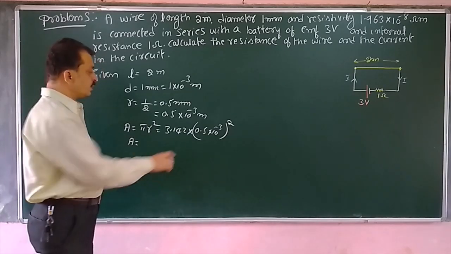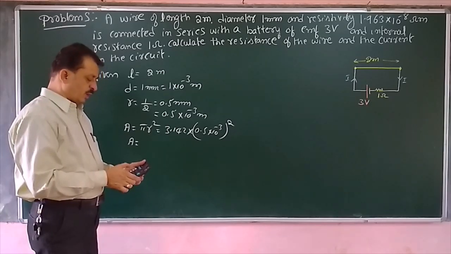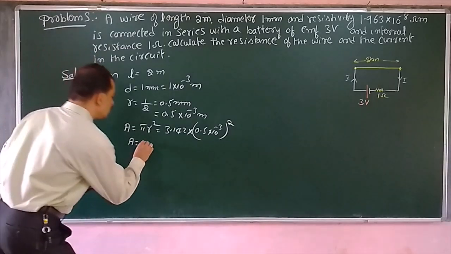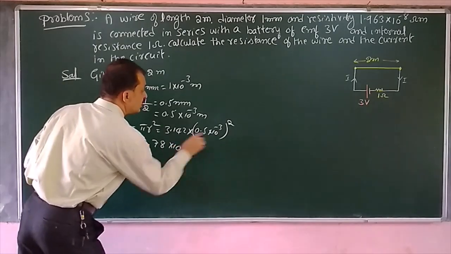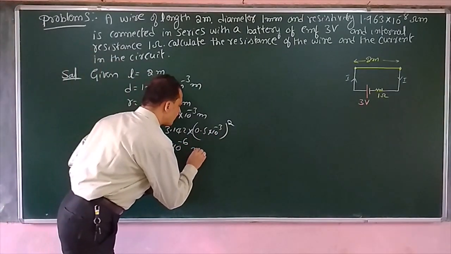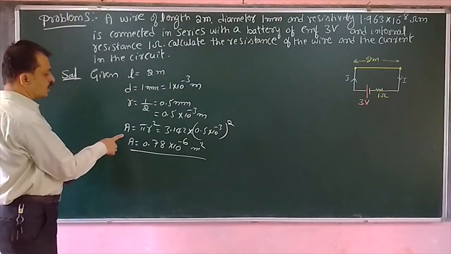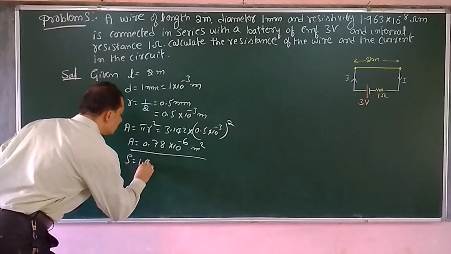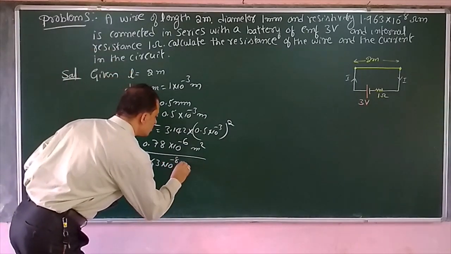3.142 multiplied by 0.5 into 0.5, it is 0.25. That is equal to 0.78 into 10 to the power of minus 6 meter square. Now this is the area. Okay. We have got length, we have got area, they have given the resistivity, that is 1.963 into 10 to the power of minus 8 ohm meter.